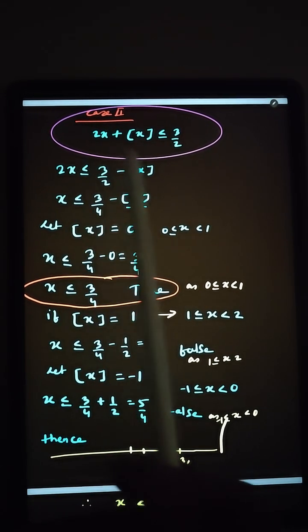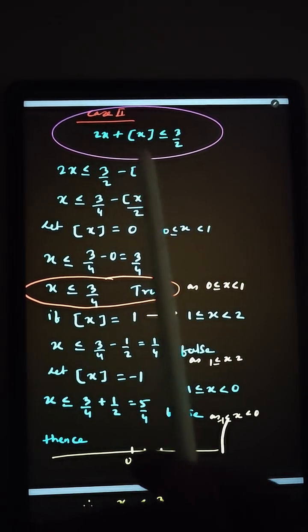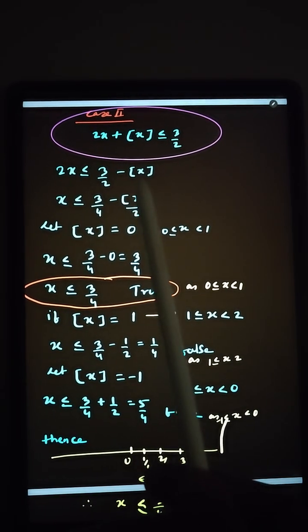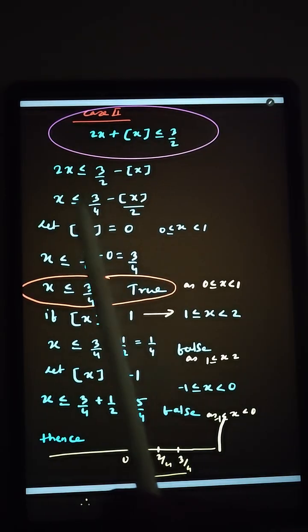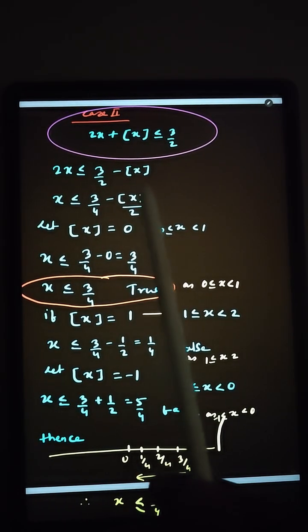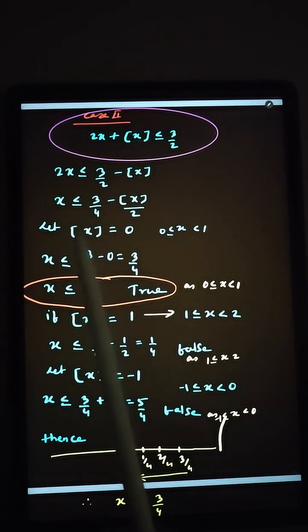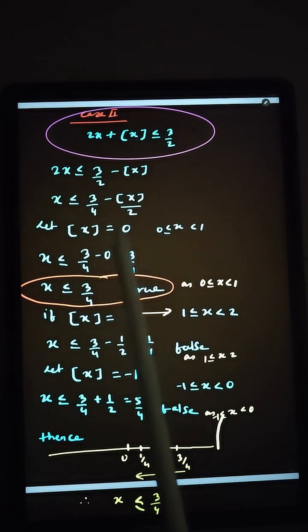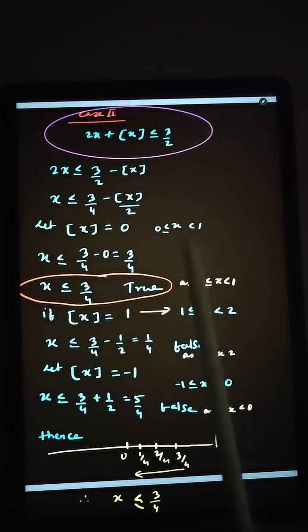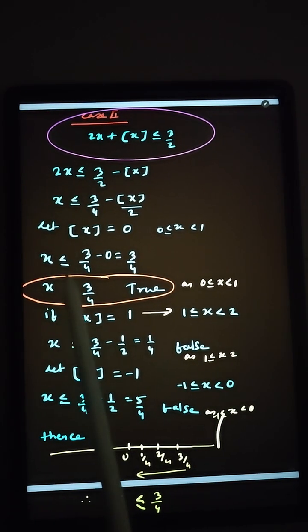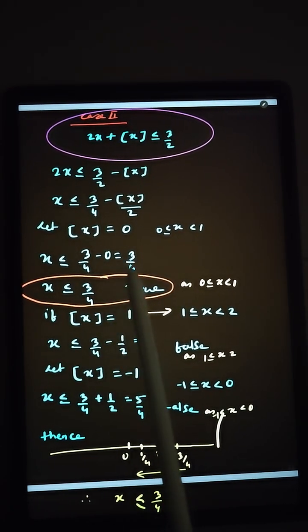Here also we have done the same simplification. 2x, 3 by 2 minus greatest integer function of x, then divide by 2. x less than or equal to 3 by 4 minus greatest integer function of x upon 2. Okay, so take greatest integer as 0 so that your x will lie between this range. Therefore x is less than or equal to 3 by 4 minus 0, that is 3 by 4.